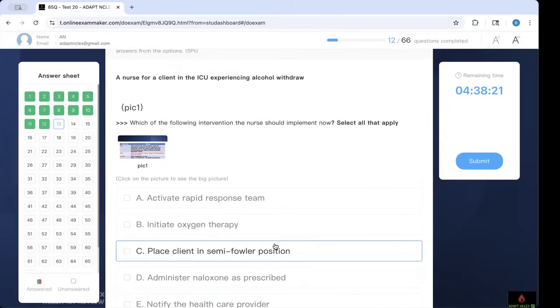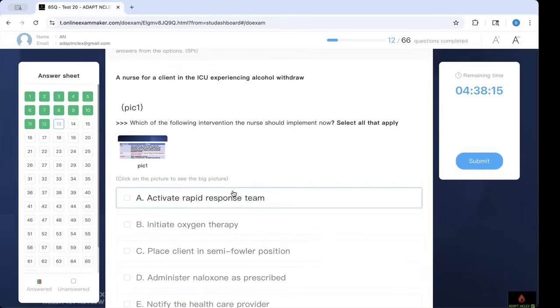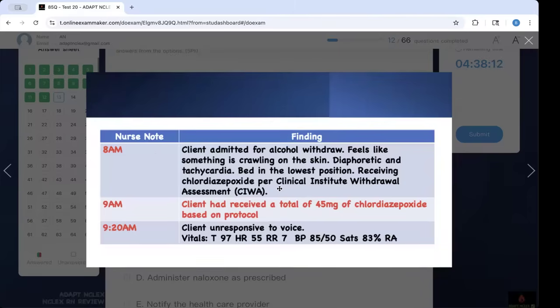And this is caring for a client in the ICU who is having alcohol withdrawal. Which of the following interventions should the nurse implement now? This is the patient. The client was admitted for what? Alcohol withdrawal. It feels like something is crawling on the skin. Diaphoretic, tachycardic. Bed in the lowest position. Is receiving what? Lorazepam per CIWA protocol. The client has received a total of 4 mg of lorazepam based on protocol. Client what? Unresponsive to voice at 9:20. With the vitals, heart rate is going down, respiratory rate is going down, blood pressure is going down. What is going on with this patient?